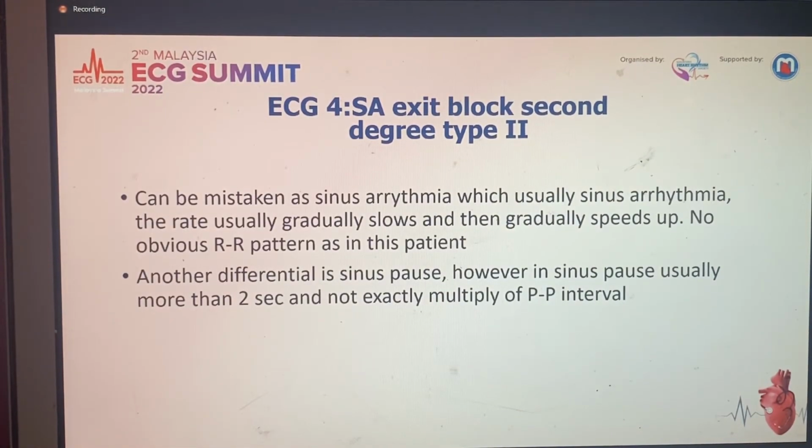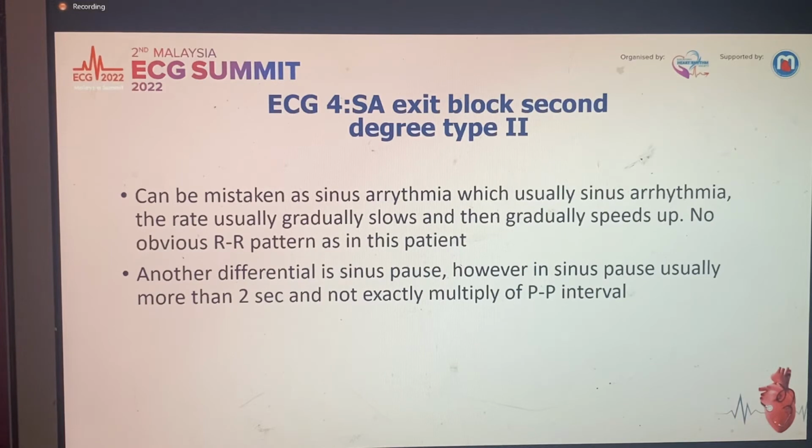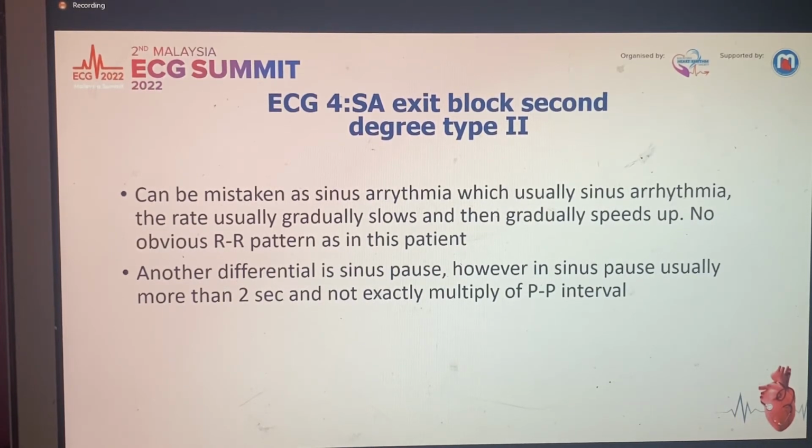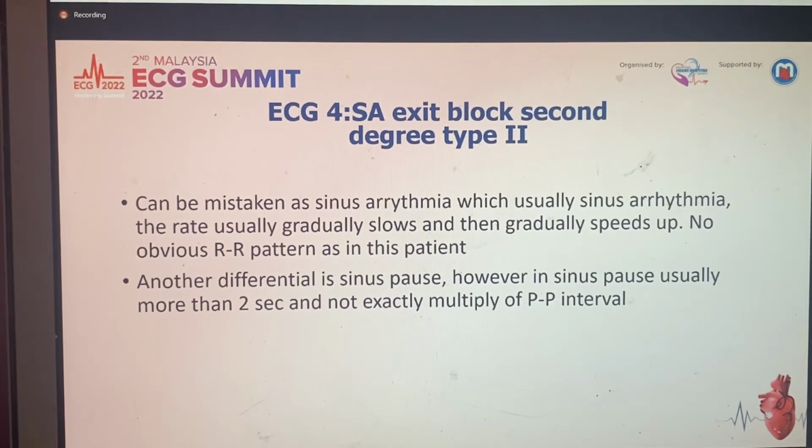It can be mistaken for sinus arrhythmia, but in sinus arrhythmia the rate usually gradually slows and then gradually speeds up, and there is no multiple or triple of the P to P interval. Another differential is sinus pause, as 50% answered this question. However, sinus pause is usually more than 2 seconds and is not an exact multiple of the P to P interval. So the answer for this patient is type 2 sinoatrial exit block. All right? Okay. Any added information?